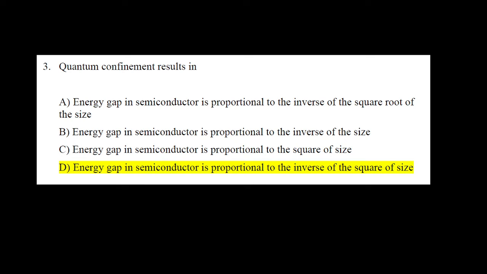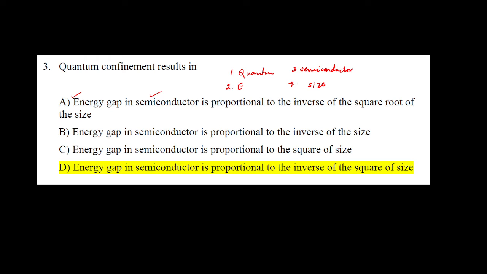We have four options, and in the four options there's a relation developed between energy gap and the size of the system. So that is what we need to do. Now what is quantum confinement? Okay, that means it has something to do with quantum mechanics. Next, they are using this term energy gap. So one term is quantum, second term is energy, third term is semiconductor, and the fourth one is size of the system. So these are the four terms we basically have in the question.